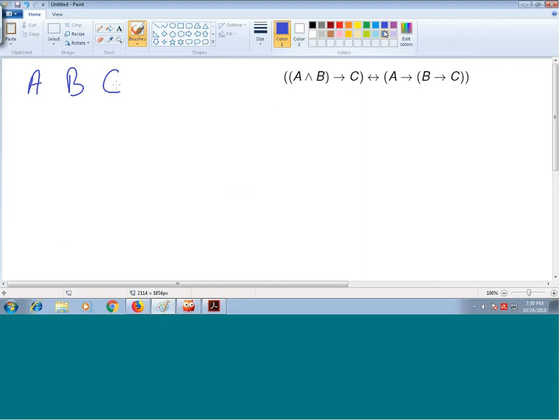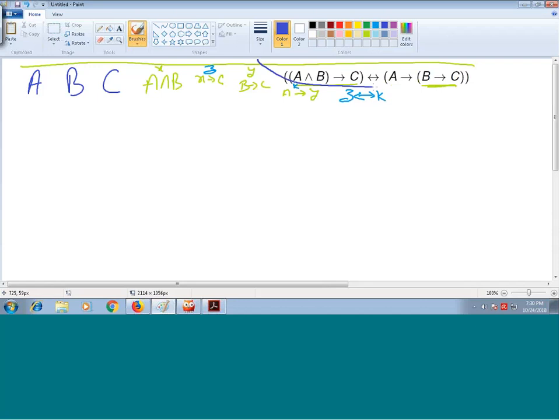So we are going to assign some values to A, B, and C. Then I need to find out A and B, and if I call it X, then I have to find out X implies C. Then we have to find out B implies C. Then I have to find out A implies Y, if I call this Y. And then A implies X, if I call this Z, and if I call this K, then I have to find out Z double implied K. So this is the table that I have to make.